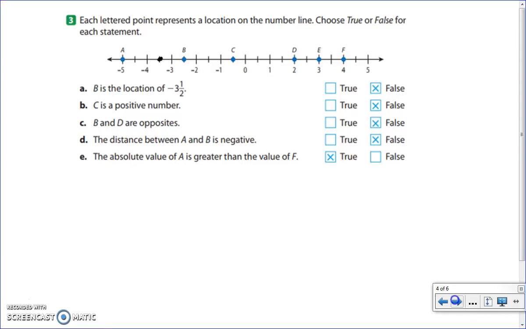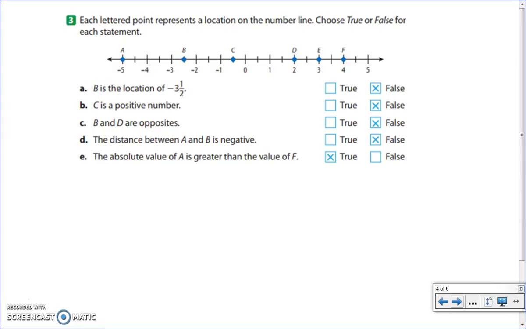This would actually be the correct coordinate for negative 3 and 1/2. That's 3 and 1/2 units from 0. So 3 units and then another half unit would be this far. Not at B. That would only be 2 and 1/2 units from 0. So that would be incorrect. That's false.